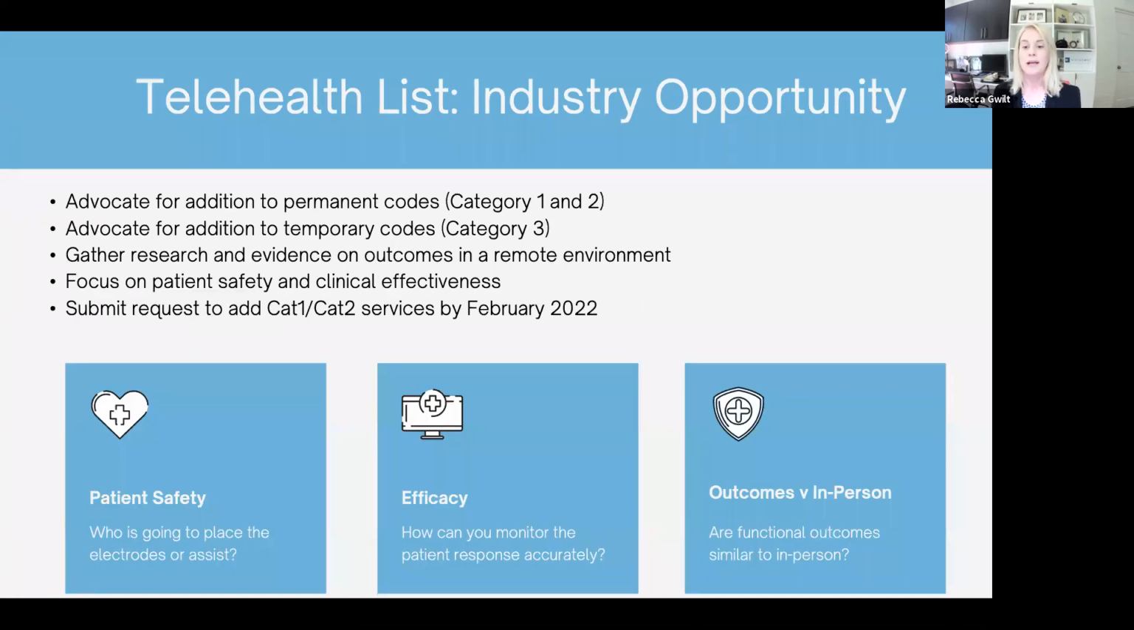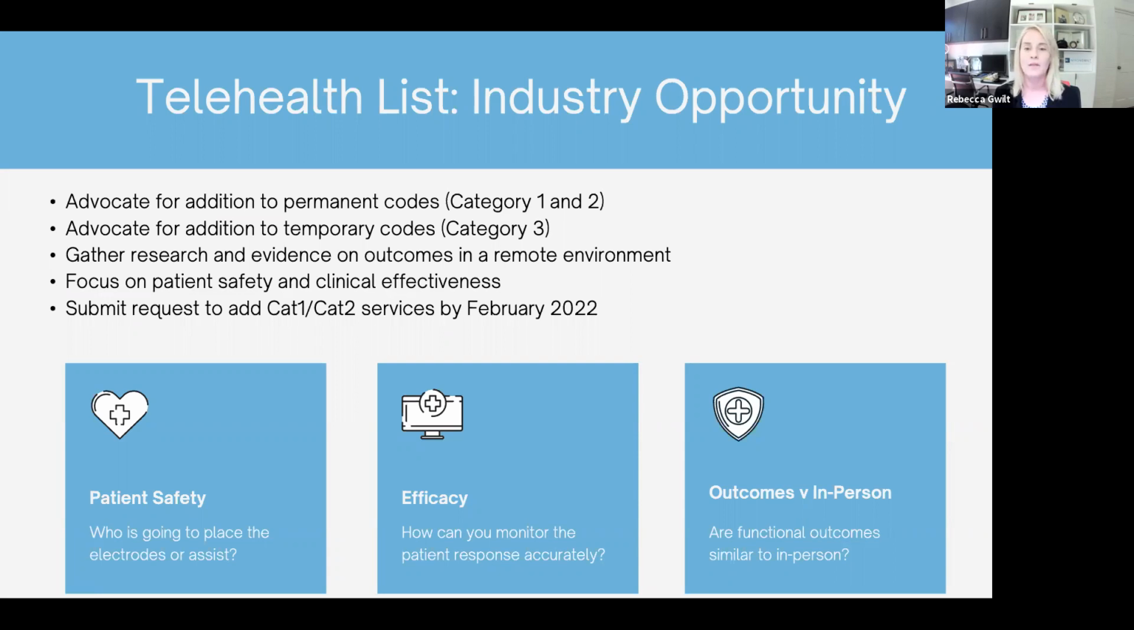So just to summarize some of these things, and I would encourage you to read the rule around this section, but the industry opportunities here are certainly to push back on CMS's decision not to accept the listed codes as Category 1 or 2. I think there's an opportunity to do that, to advocate for the addition of temporary codes as Category 3 codes, and then to gather research and evidence on outcomes in a remote environment in particular. CMS is really focusing on patient safety, clinical effectiveness, and the outcomes in delivering those services virtually versus the outcomes of delivering them in person.